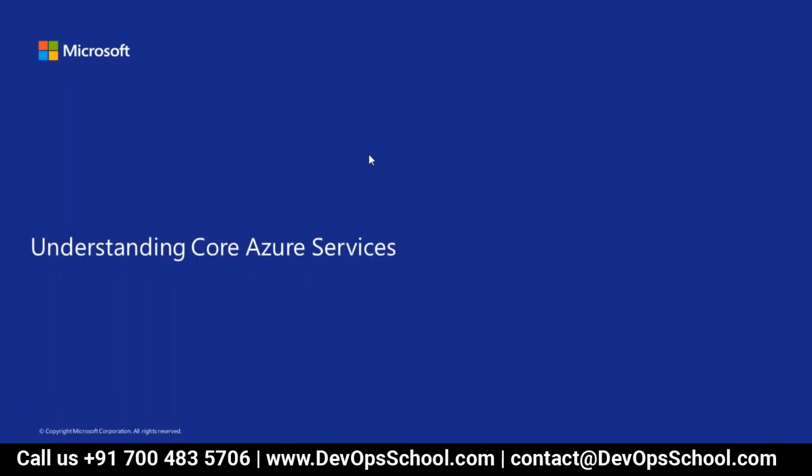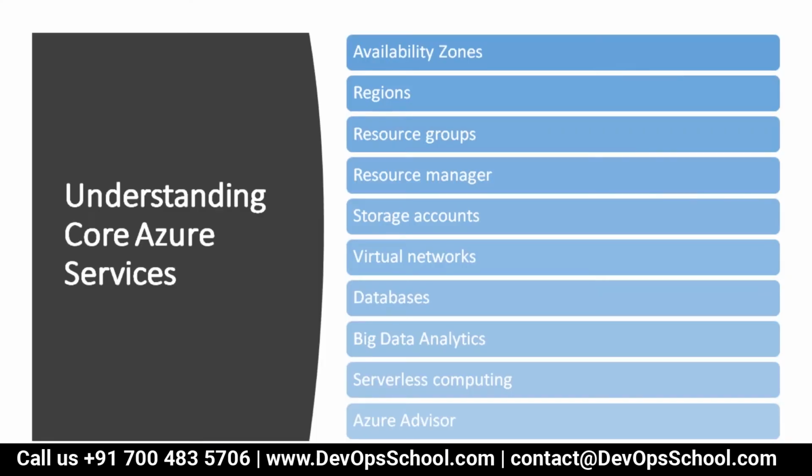So today we are going to discuss the understanding of core Azure services. This is module 2. In this module, we are going to discuss availability zones, regions, resource group, resource manager, storage account, virtual networks, database, big data analytics, serverless computing, Azure advisory. Big data analytics, database, virtual networks, these are core Azure services. And also Azure DevOps, this is also one of the services. So our path is the DevOps service. Correct, guys?